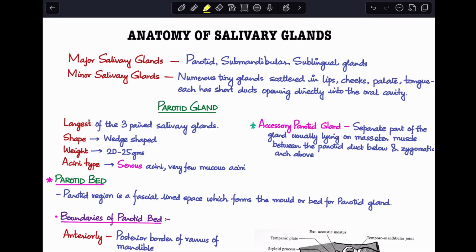Today I'll be discussing the anatomy of the parotid gland. And in another separate video, I'll also discuss the anatomy of the submandibular and sublingual glands.